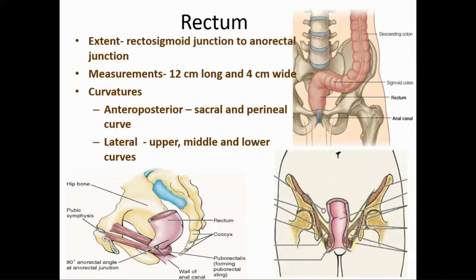Tinea coli, it is the longitudinal thickening, and another one is the haustrations and sacculations, and the epiploic appendices. So how is Tinea coli formed? It is formed by thickening of the longitudinal muscles of the large intestine. They are of 3 types. First one is Tinea libera, Tinea omentalis, and the Tinea mesocolica.